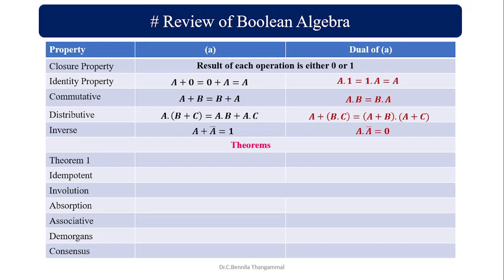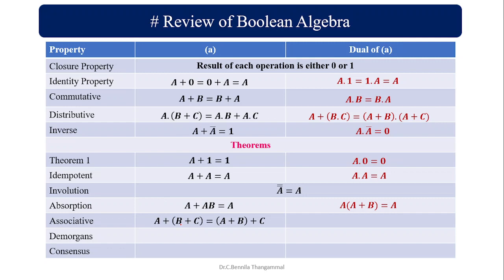So now next we will see the Boolean theorems. If you are going to add any Boolean variable with 1, the value is going to be 1. Similarly, if you are going to multiply any Boolean variable with the identity element 0, the value is 0. Idempotent: a plus a is equal to a, and a into a is also equal to a. Involution: inverse of inverse is going to be the original value. Absorption: a plus a into b equal to a, and similarly a into (a plus b) equal to a.